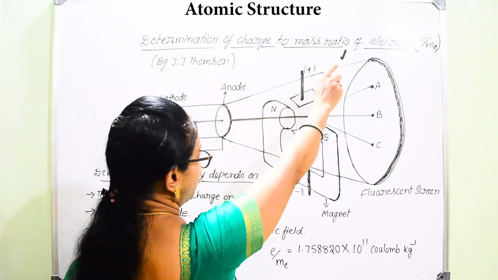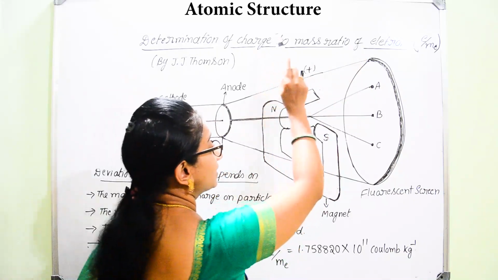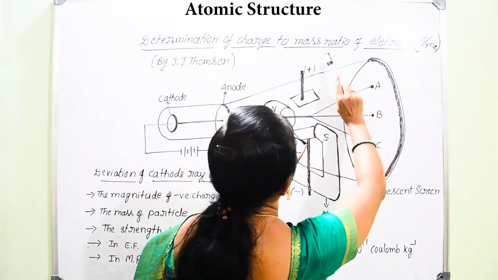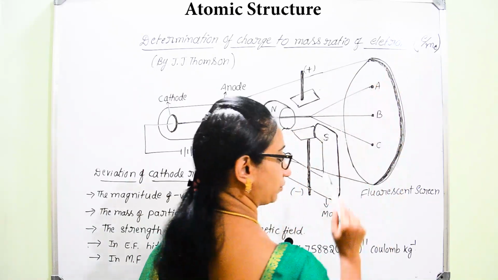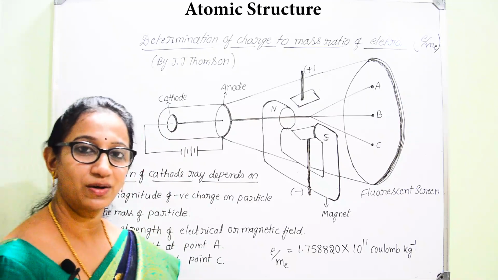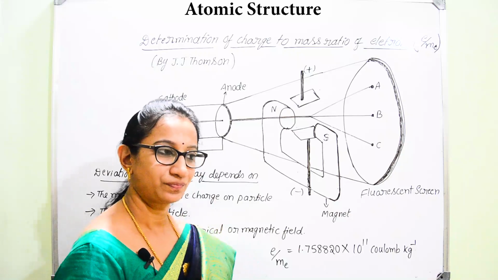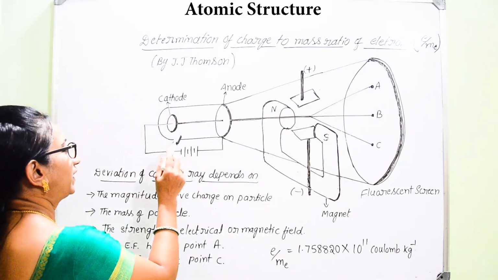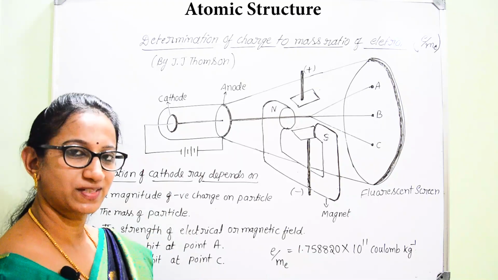So he was able to determine the charge to mass ratio, where charge is represented by e and mass is represented by m suffix e, for the electron. Now we are going to learn about that experiment which was done by J.J. Thomson himself. You can remember that he started with the cathode ray discharge tube experiment.